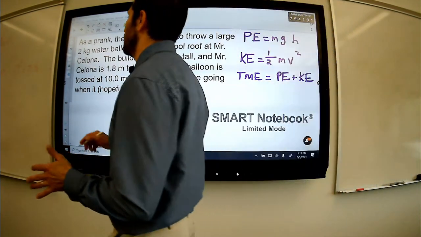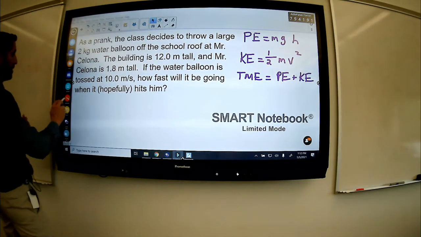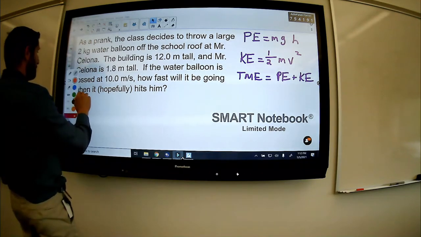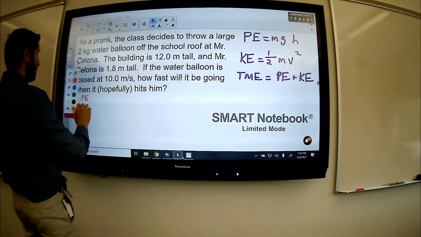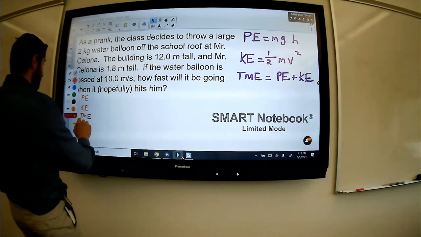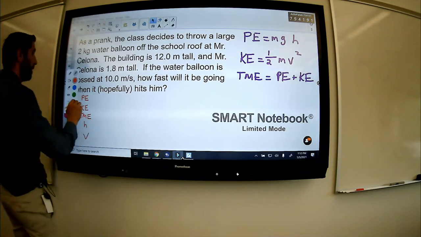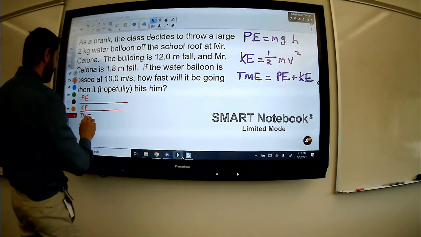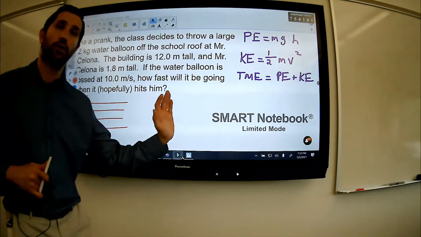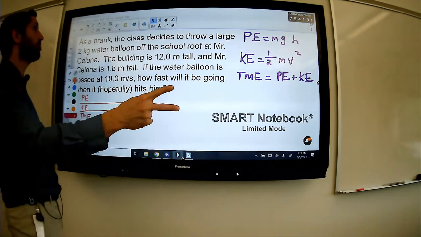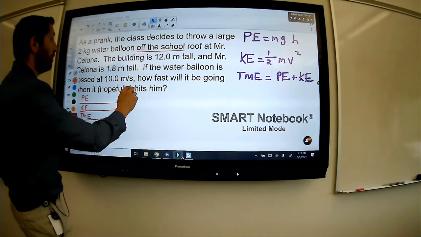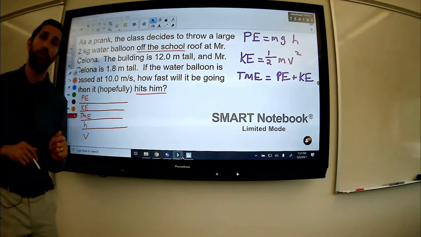The chart is going to include several variables, okay? What we're going to put in is potential energy, kinetic energy, total mechanical energy, the height, and the velocity. Now, based on how many different locations there are in the problem, that's going to determine how many columns are going to be in your chart. In this case, there are 2 locations: from the top of the school, and then when it hits the teacher at the bottom.